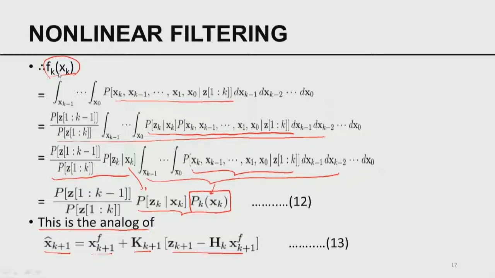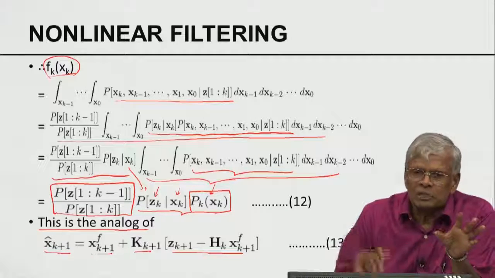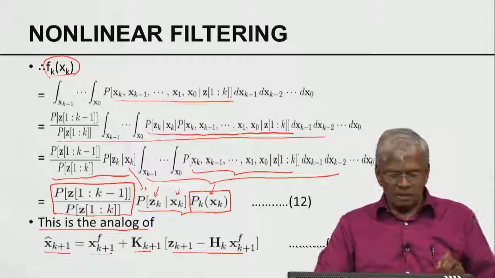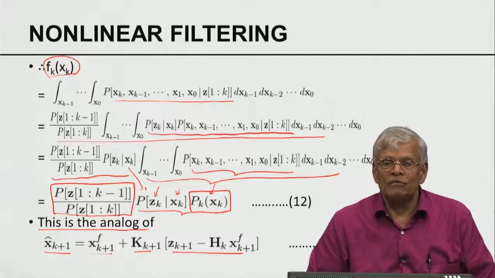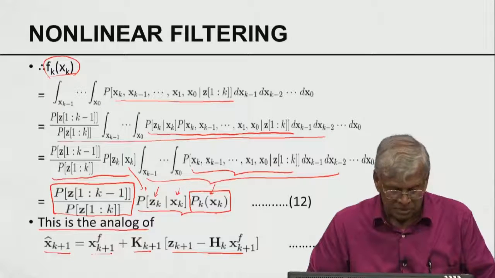The filter density at time k is the predictor density at time k. If xk is known, I can condition on xk. Then this is the conditional density of observation. And once I have the conditional density of observation, this ratio is again a multiplying factor, which is essentially meant to ensure that the density is a proper density. What is the condition for a density? The integral must be 1. So you can think of this as simply a multiplying constant. And what is it? This is the ratio of the probabilities of observing the observation.